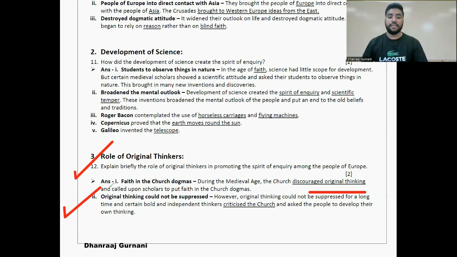Second one, original thinking could not be suppressed. However, original thinking could not be suppressed for a long time, and certain bold and independent thinkers criticized the church and asked the people to develop their own thinking. So the first 2 points are opposite of each other. The church is saying to follow the church dogmas. Dogmas means following the rules, regulations and beliefs without questioning. But this was not possible. It was criticized by original thinkers.